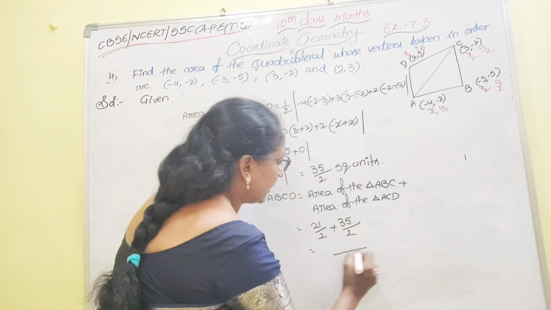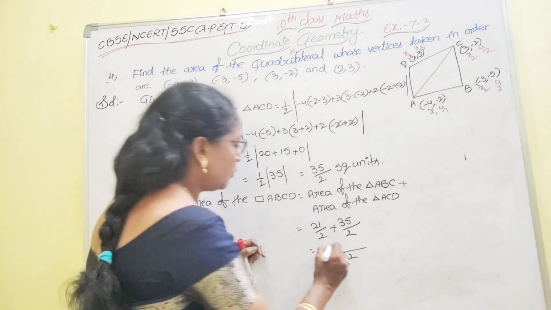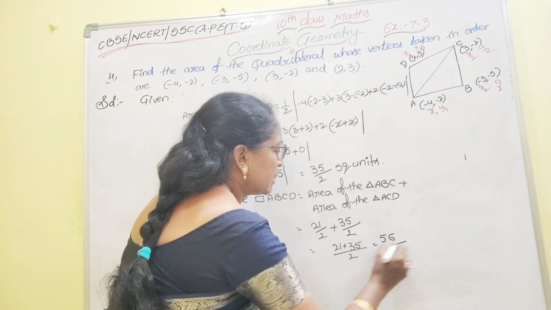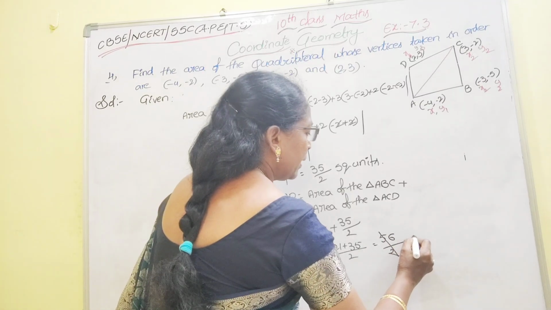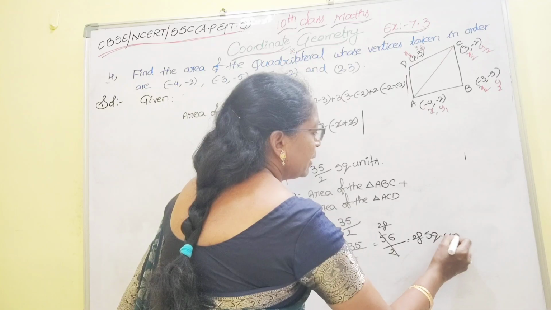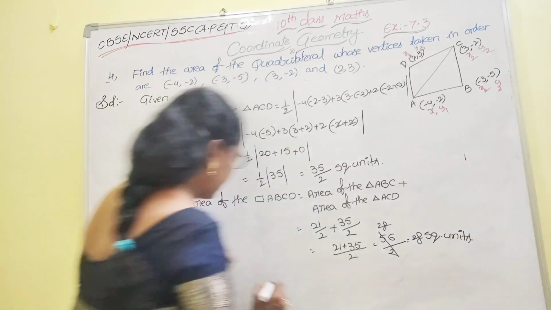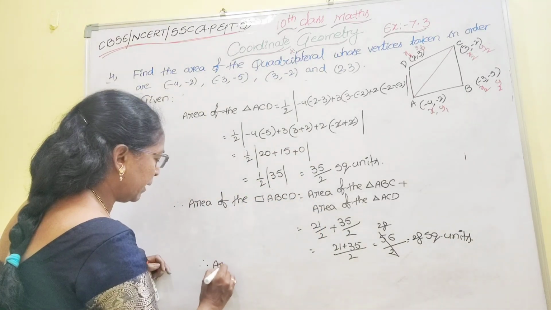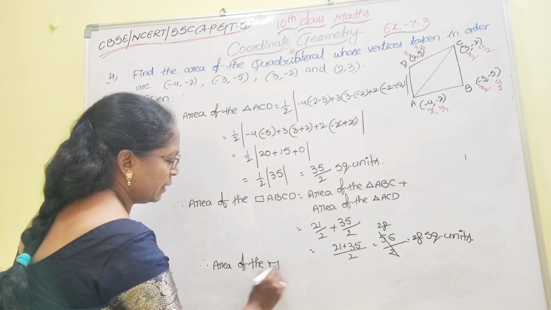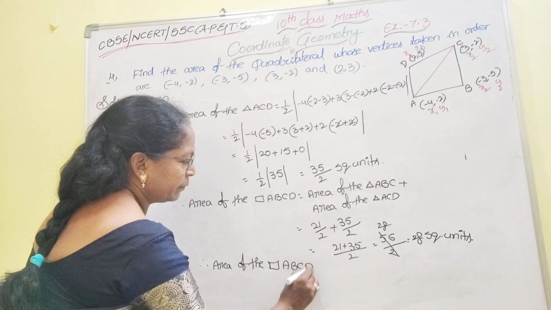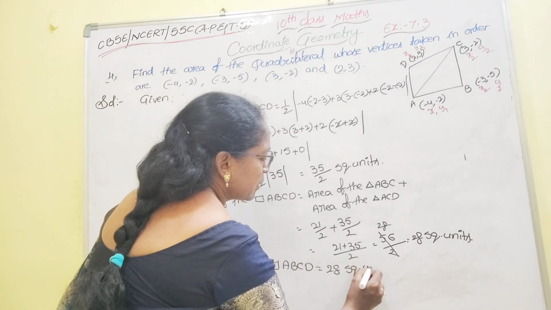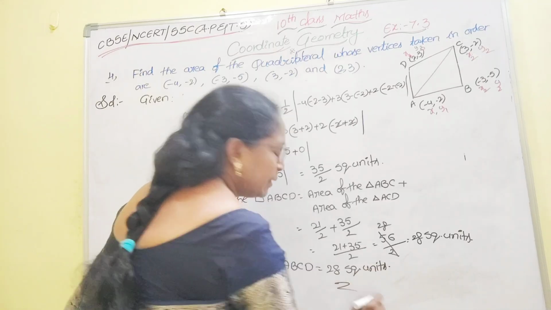Now find out the area. It is 21 plus 35, that equals 56, by 2, that is 28. So 28 square units is the answer. Therefore, the area of the quadrilateral ABCD equals 28 square units. This is the answer.